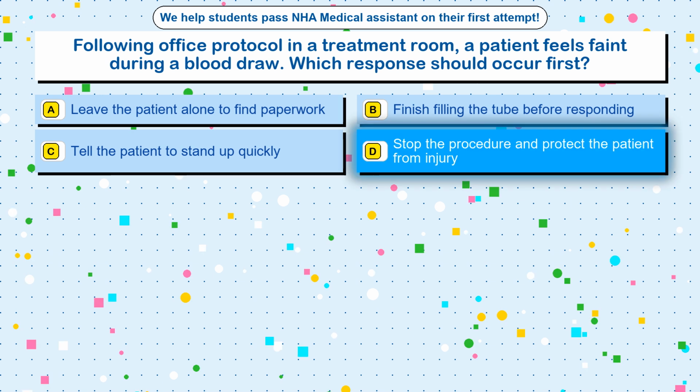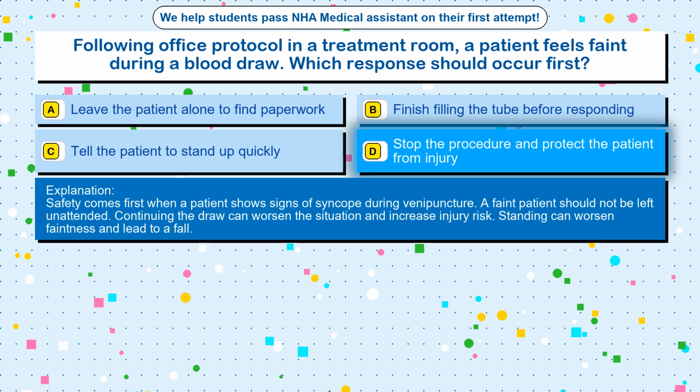The correct answer is option D. Stop the procedure and protect the patient from injury. Safety comes first when a patient shows signs of syncope during venipuncture. A faint patient should not be left unattended. Continuing the draw can worsen the situation and increase injury risk.